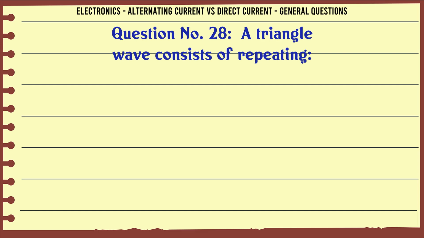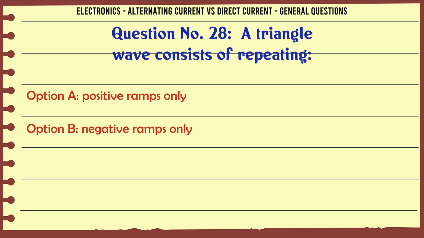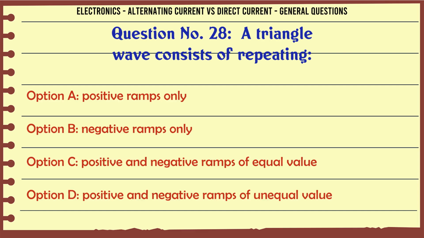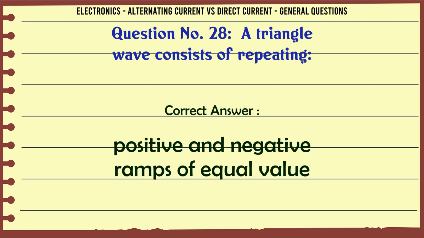A triangle wave consists of repeating A. Positive ramps only. B. Negative ramps only. C. Positive and negative ramps of equal value. D. Positive and negative ramps of unequal value. The correct answer is positive and negative ramps of equal value.